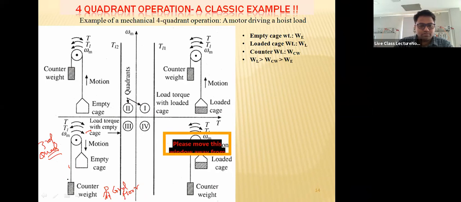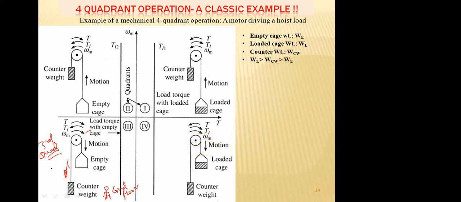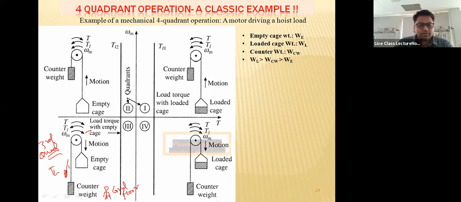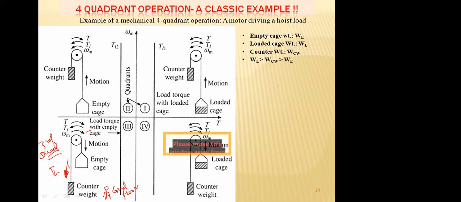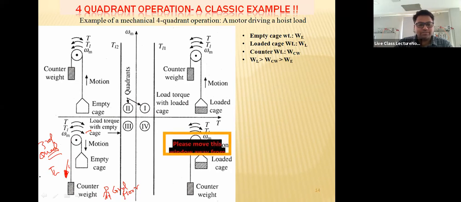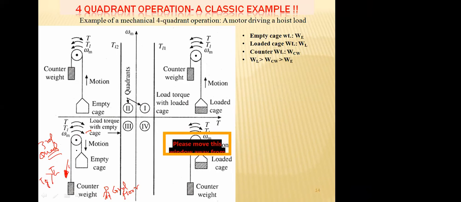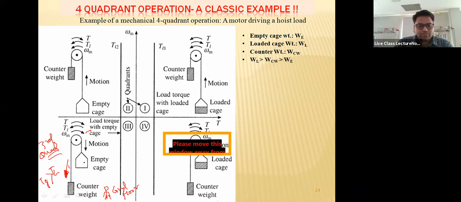So what do you think about this weight? This weight will oppose, or not? This weight will try to remain downside only. So this will be the value of TL. That load torque will be downside, right? And so the motor has to generate an opposite torque TG, which is greater than TL. So it will try to pull this weight and make this weight go down. So what is the direction of TG?